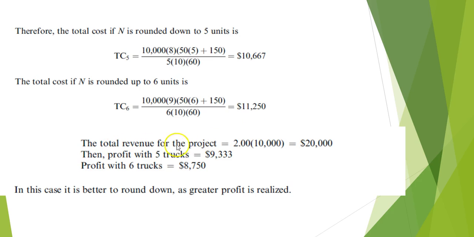You're expecting total revenue for the project of $2 times 10,000 yards, or $20,000. So in this case, with 5 trucks, you're going to have a profit of $20,000 minus $10,667, or $9,333. Or if you have 6 trucks, then you have a profit of $8,750. You see, in this case, it's better to round down actually, because you make more profit, and that's because you do have fewer trucks, and the cost of that truck and that extra driver makes a significant difference in the overall productivity costs.